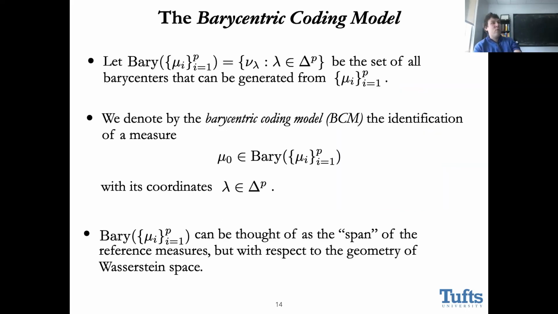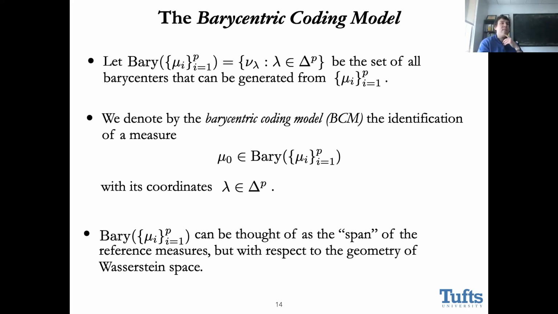I'm interested in the so-called analysis problem, which says: I give you a set of generators, and then I think about all the stuff that can be written as barycentric combinations of those generators. I'm going to call this Bary of mu1 through mu p. These are all the barycenters which can be generated from these measures by changing the weights around. If we were in linear space and the coefficients were unconstrained, this would just be a subspace, right? I have these P generators, I take all their combinations, and what do you get? A linear subspace.